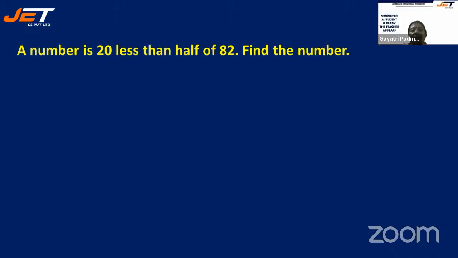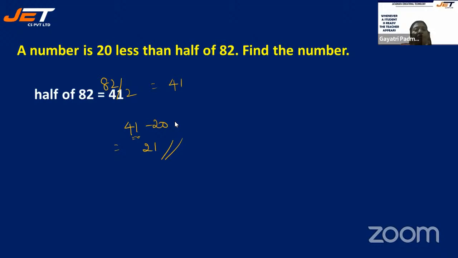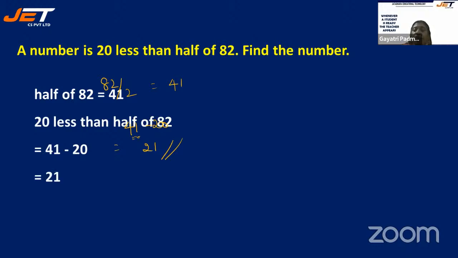See the next question. A number is 20 less than half of 82. So find the number. Okay. So 30 seconds time I'm giving you. Quickly do it and come with the correct answer. So what is half of 82? 82 by 2. So it becomes 2 4s are 8, 2 1s are 2. So 20 less than 41, right? So it becomes 21. So the number must be 21. Let's see. Half of 82 is 41. 20 less than half of 82 is 41 minus 20 is 21.